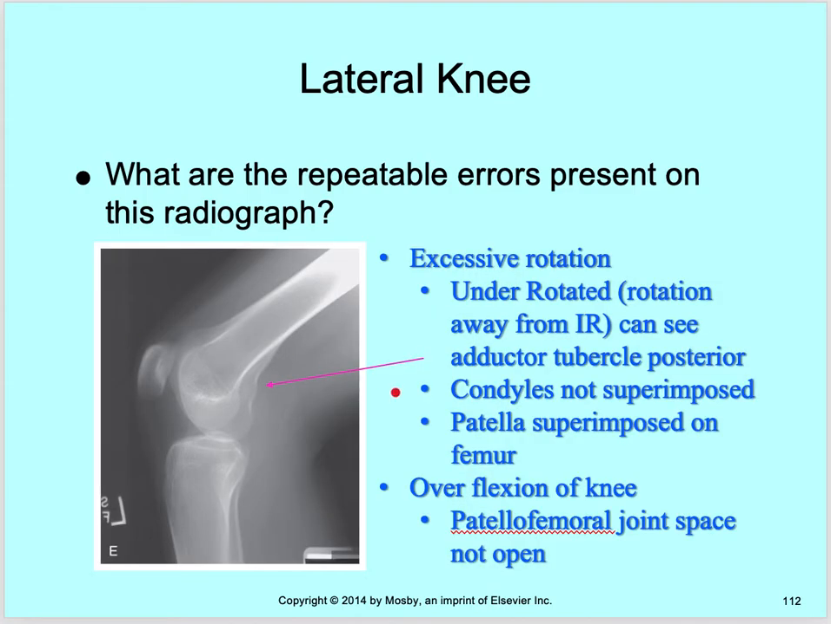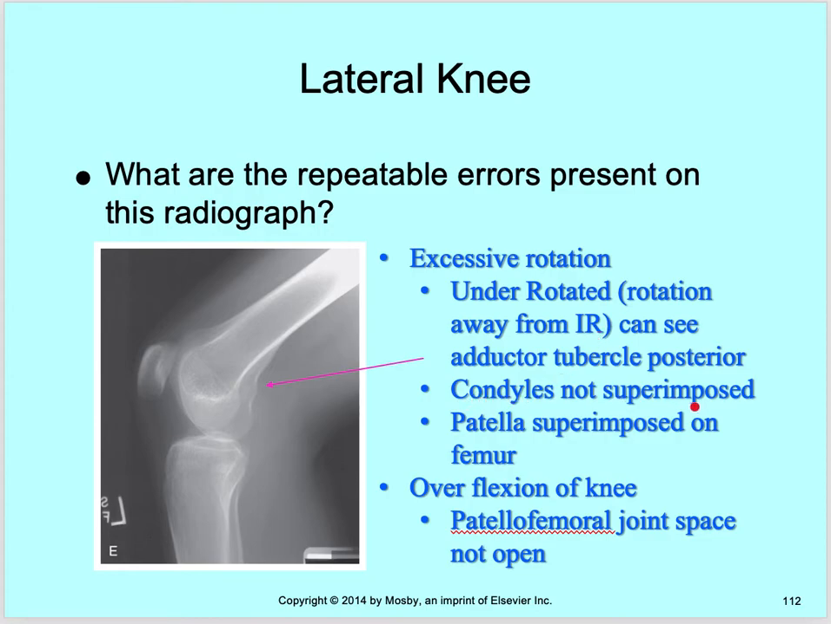And the next one is the same image, so it is giving you what is wrong with it. So it's excessive rotation, and you can see that because your condyles are not superimposed. So you can see the adductor tubercle right here posterior that they're talking about. Under rotated, rotation away from the IR can be seen.